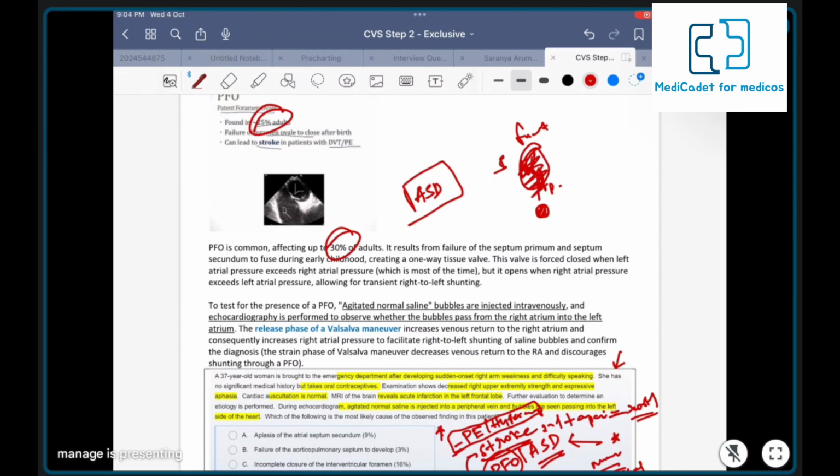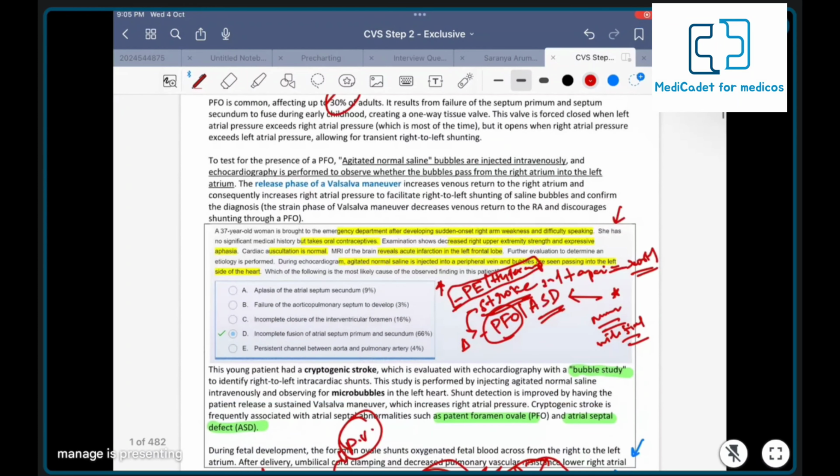The two sides will be on totally different pathways, and there's no mixing of the blood except at times when the right heart pressure increases, like the Valsalva maneuver that is mentioned here. So we are using this physiology to diagnose this condition. How are we going to diagnose this?